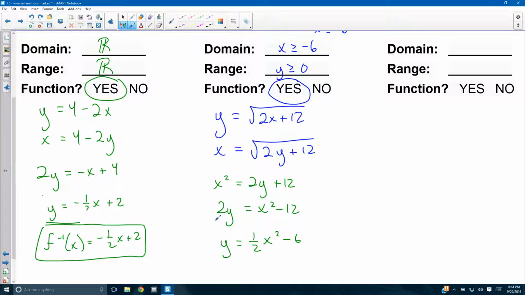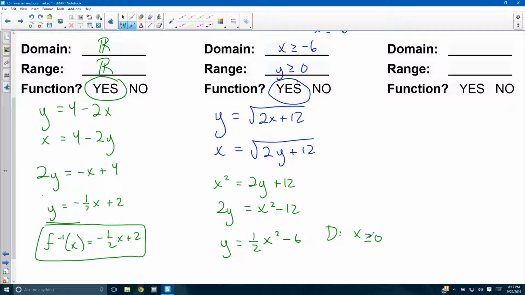Okay. Now, given this 1/2 x squared minus 6 right here, there's also something about domain and range that I have to keep in mind when I'm taking the inverse. If this range is y is greater than or equal to 0, then this domain is x is greater than or equal to 0. So if I were to graph this thing, it would only just be going up, that kind of fashion. It wouldn't be a full parabola. It would just be a half parabola.